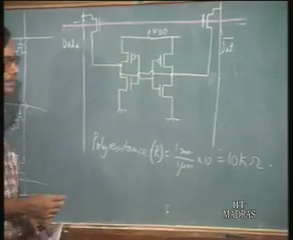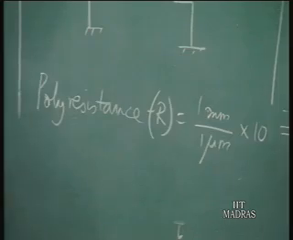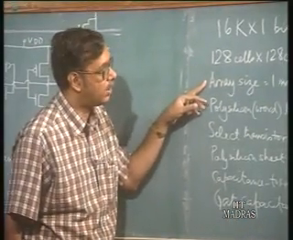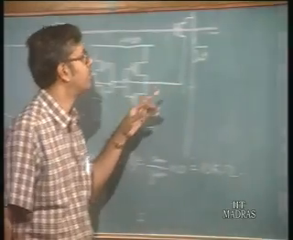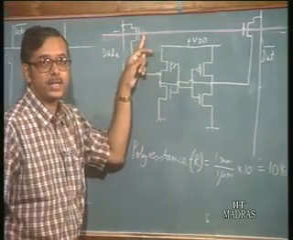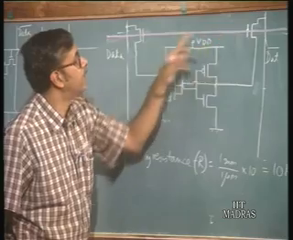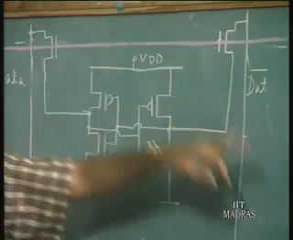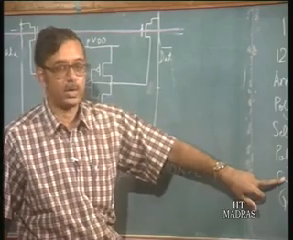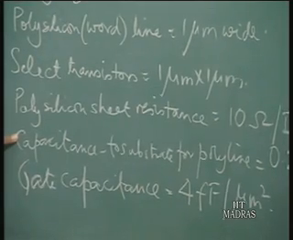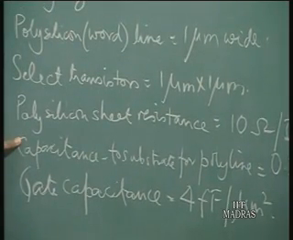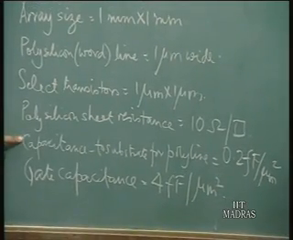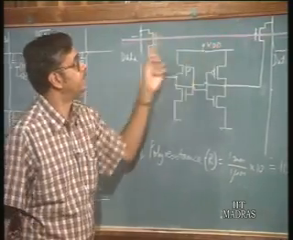Now, what about the capacitance? The total polyline is again 1 millimeter long, but it runs partly, if you look at this figure, on the field oxide, which is a thicker oxide. So, it has a smaller capacitance, and that is given by the capacitance to substrate of the polyline, which is 0.2 femtofarad per micron squared. That is the capacitance for this part of the polyline.